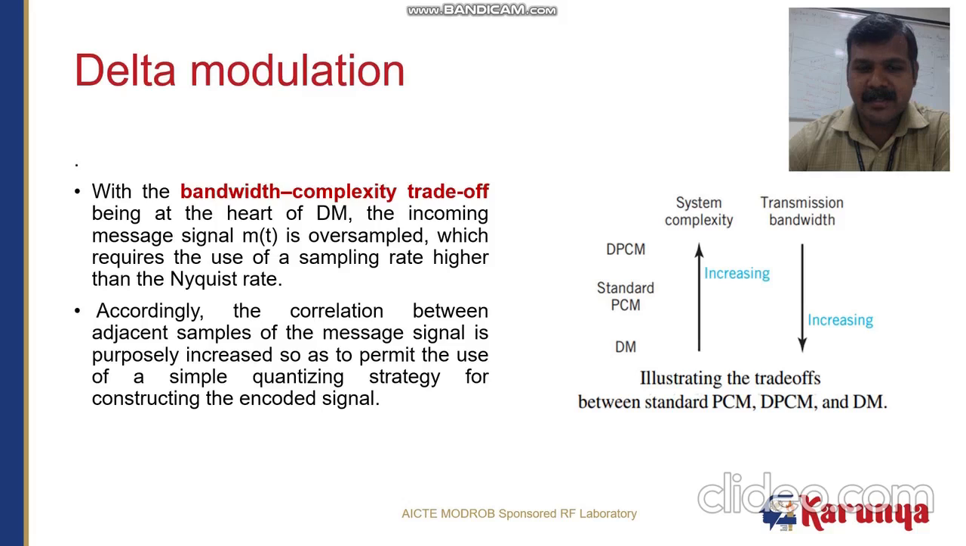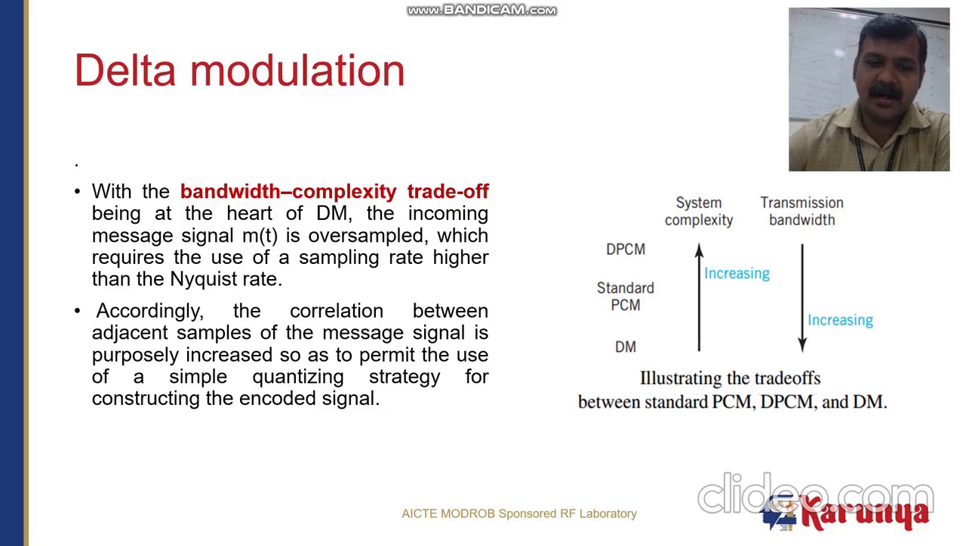Now in delta modulation, we use the bandwidth-complexity trade-off as the heart of the technique. Here, the incoming message signal is oversampled, which requires the use of a sampling rate higher than the Nyquist rate. Therefore, one can say that the correlation between adjacent samples of the message signal is purposely increased so as to permit the use of a simple quantizing strategy for constructing the encoded signal.